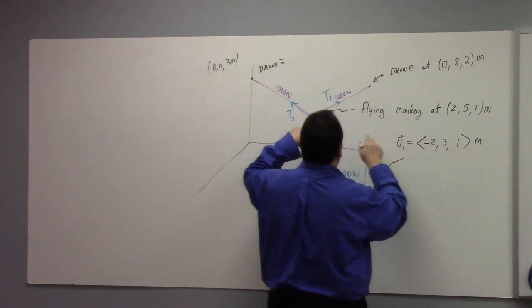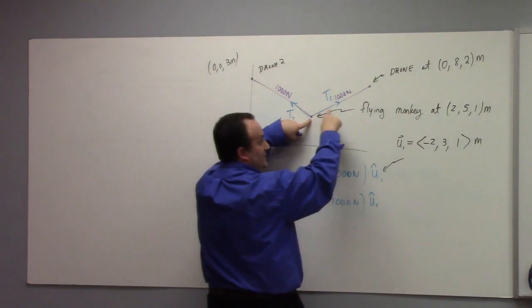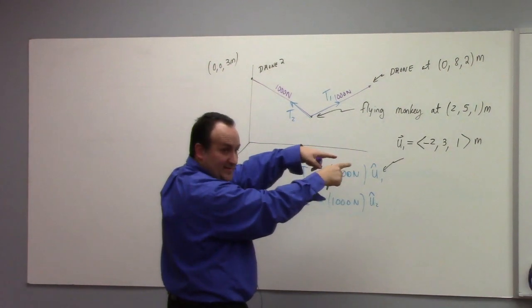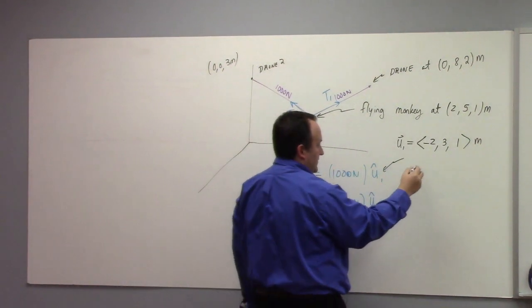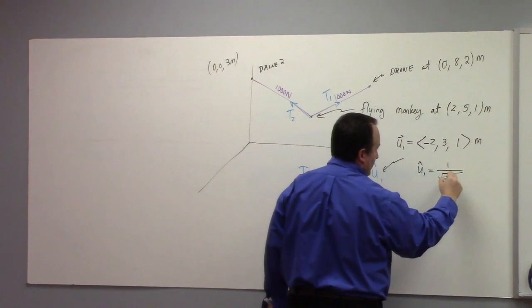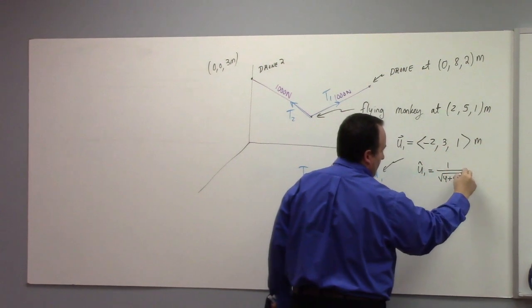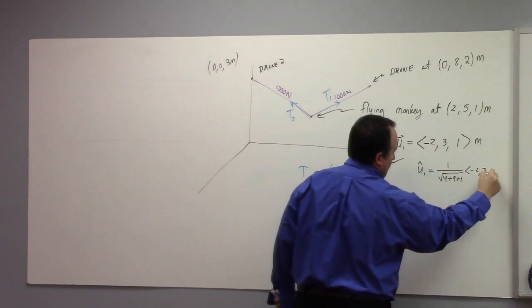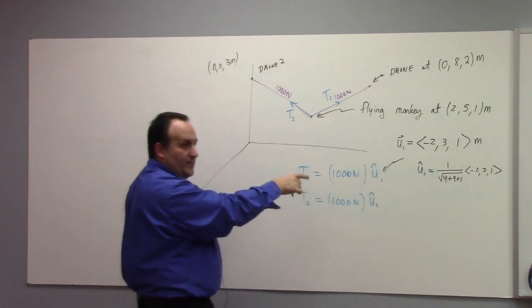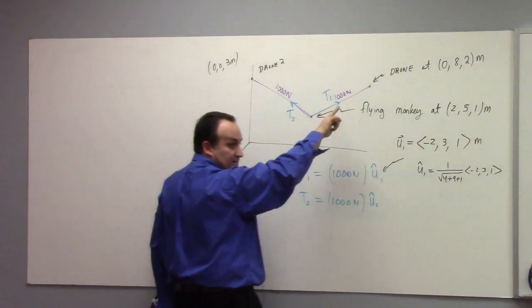So this is the displacement vector from the flying monkey to the drone. Normalize that. Divide by its length, you have the unit vector, right? So this makes u1 hat, what is it? 1 over the square root of what? 4 plus 9 plus 1, minus 2, 3, 1. So there you go. That's the unit vector that you put here. That gives you the three-dimensional formula for the tension that pulls that way.